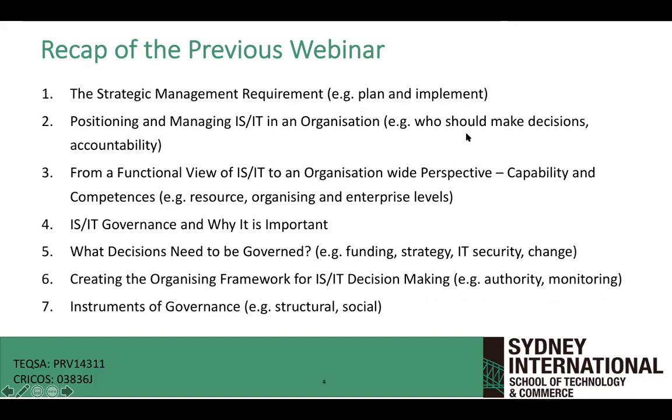Recap from a previous webinar, we spoke about the strategic management requirements. We spoke about how it's very important to plan what we would like to do. But what is more important than planning is implementing to ensure that we've delivered what needs to be delivered. We spoke about the positioning and managing of information systems and IT in an organization.